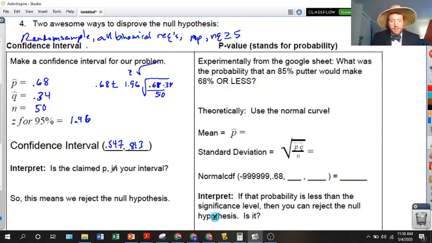Is the claimed p in your interval? Okay, so the claimed p, notice there's no hat here. So this is your population proportion. So that's what I claimed as what I was. So this is the null hypothesis. Is the null hypothesis in the interval? Well, my null hypothesis was 0.85. 0.85 is not in here. Boom, this means we reject it. That is, I believe, how the confidence interval works in this case.